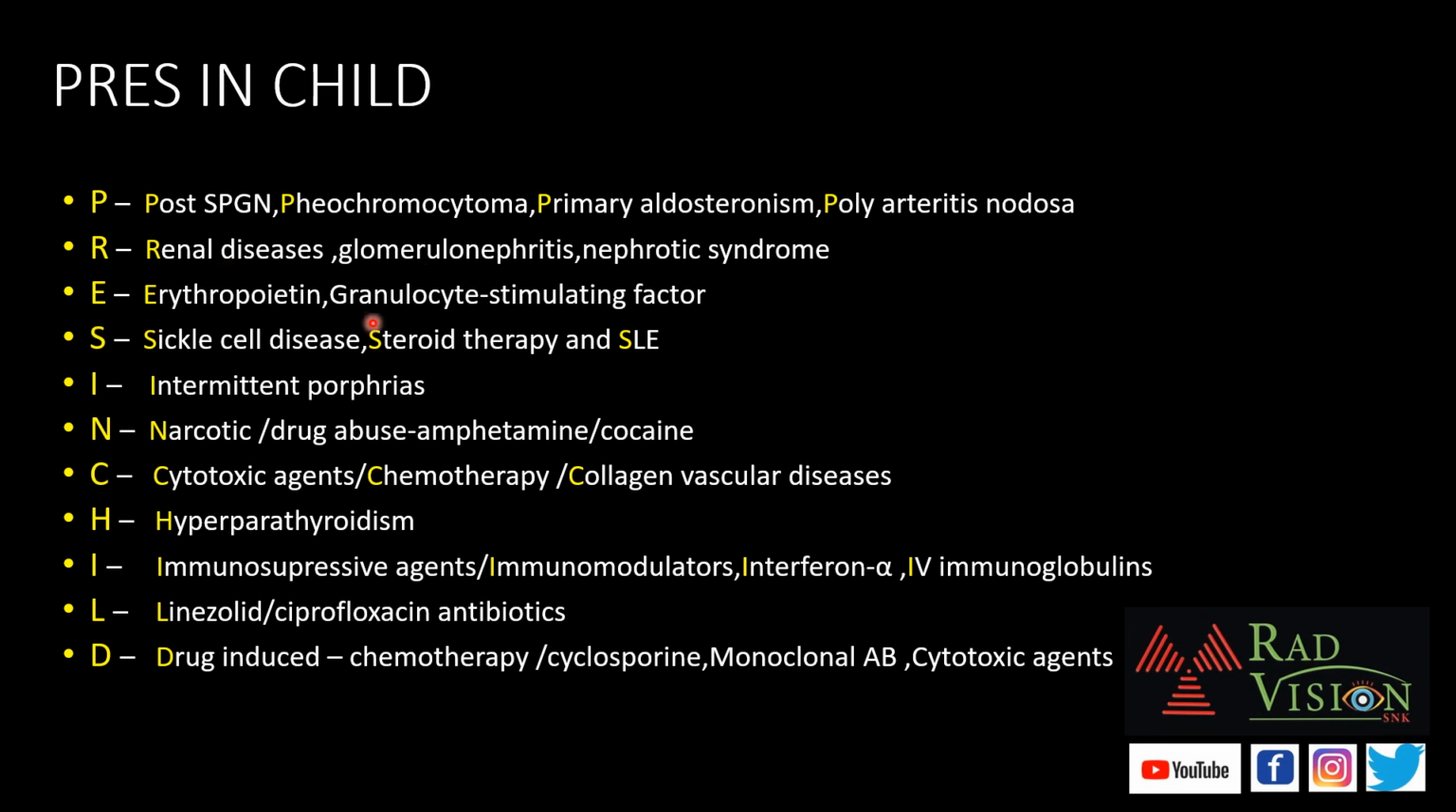E is erythropoietin or granulocyte stimulating factor. S is sickle cell disease, steroid therapy or SLE. I is intermittent porphyrias. N is narcotic or drug abuse, that is amphetamine or cocaine abuse, which is common in older children or adults. C is cytotoxic agents, chemotherapy or collagen vascular disease.